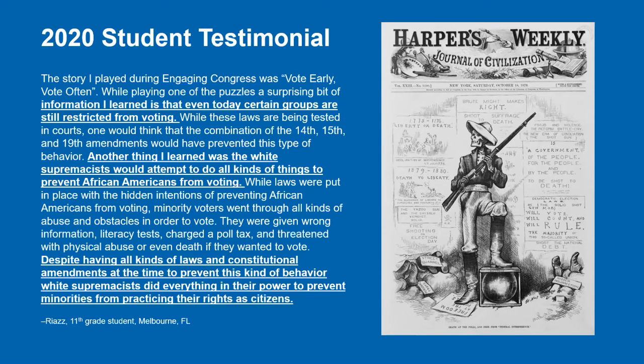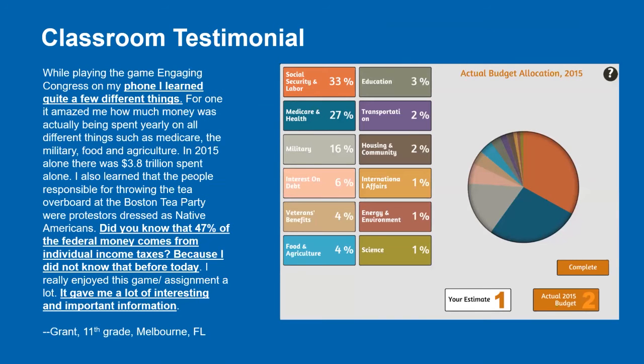I can't remember what the next slide is at the moment, so whenever Joseph advances it for us here, this was just a testimonial about how beneficial it was using the budget scenario. So here she says, did you know that 47% of federal income comes from income taxes? Go on.